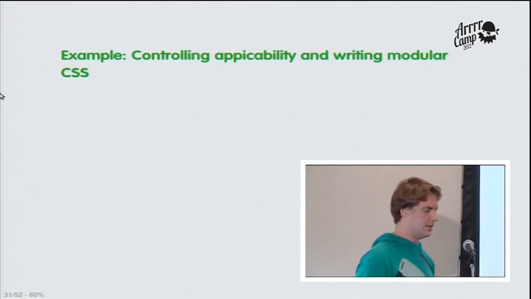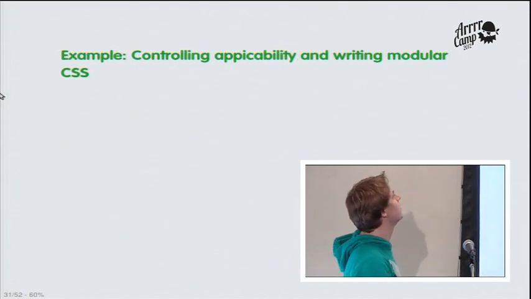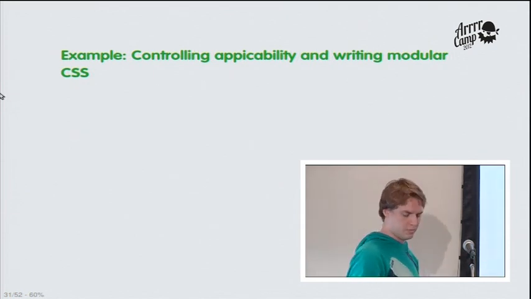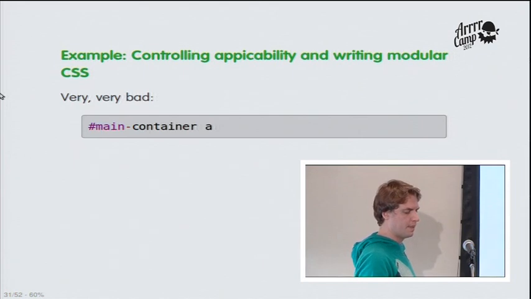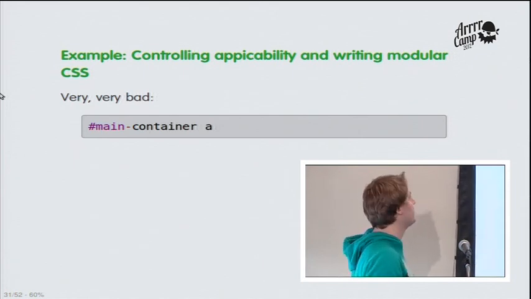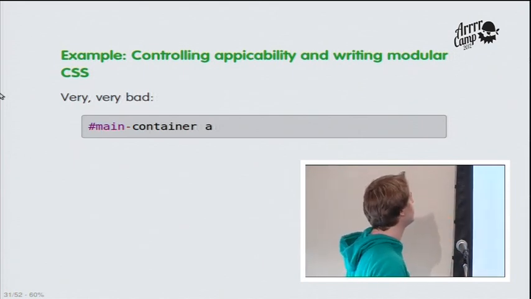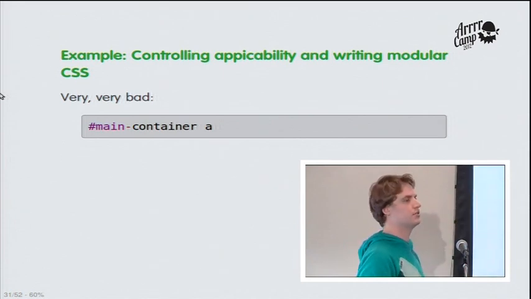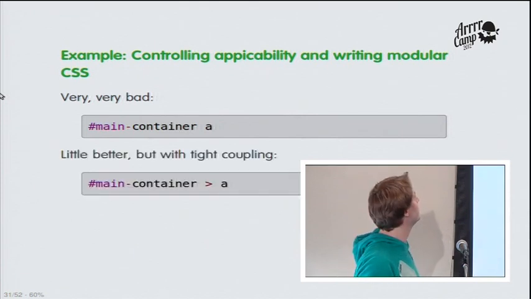So let me show an example of how you can control applicability and write more modular selectors. A very, very bad example is what we just had. We're using IDs here and we're just using a general element selector, and this is going to match everywhere and nobody's going to know where the style actually came from.